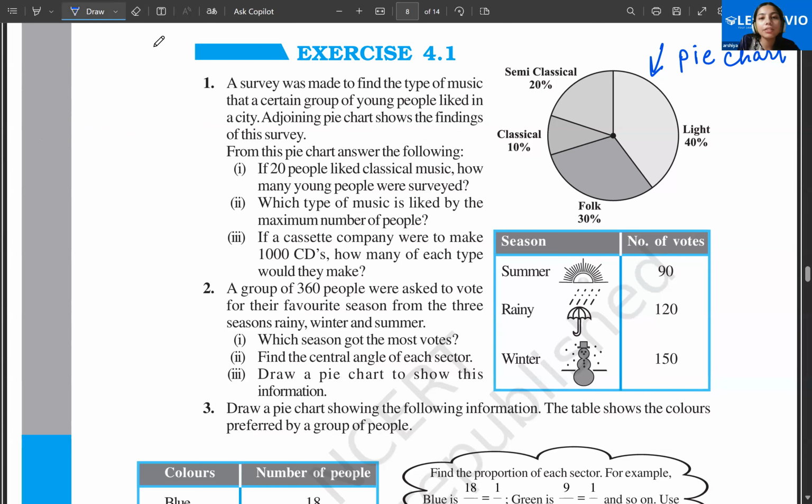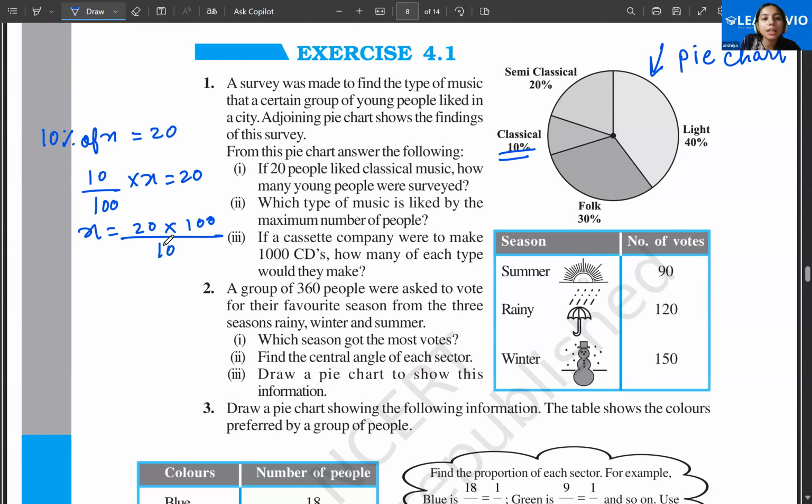Now, the information they have given us is 20 people liked classical music. So 10% of X, and what is X? X is the total number, equals 20. Out of the total, 10% is 20, right? This is what it means. So you will have to use this equation. 10 upon 100, because we have to remove the percent sign, into X is 20. So X is equal to 20 into 100 over 10, and I cancel out the 0. So my X is 200. Okay. So your answer was correct, but you'll have to show the calculations also, right? So write this down, because in your notebook or in your exam, you'll have to show a proper calculation.